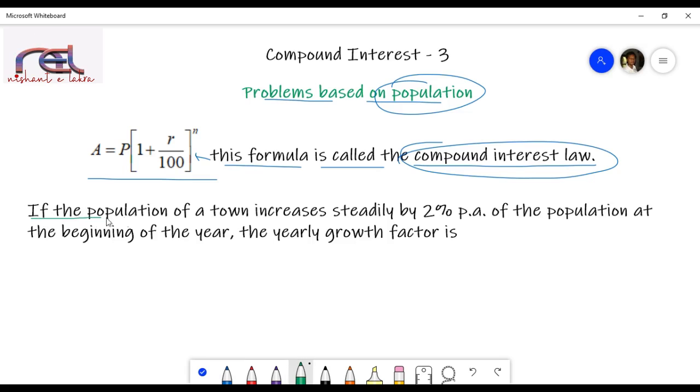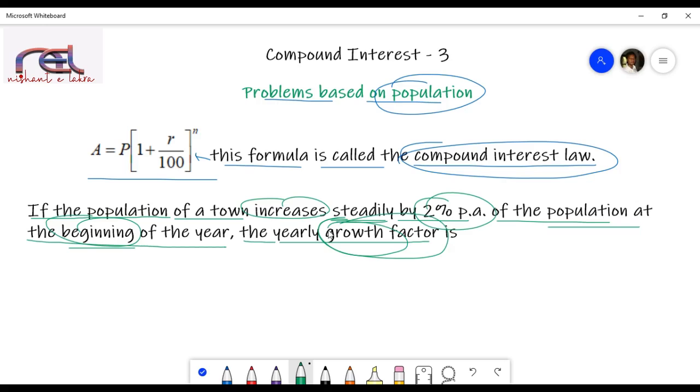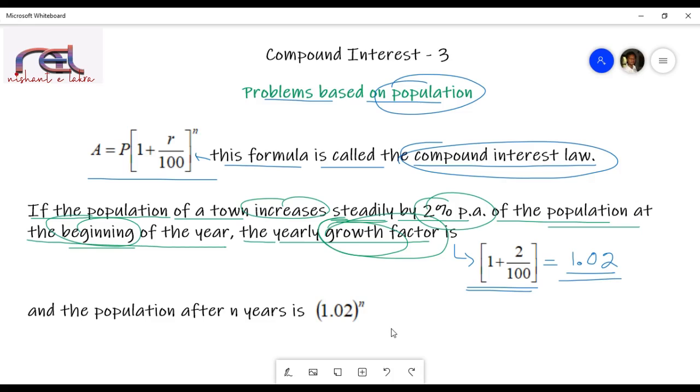Let's say the population of a town increases steadily by 2% per annum. Okay, the population is increasing by 2% per annum. So the yearly growth factor, you know that the population is increasing, right? So it's a growth factor. And so the yearly growth factor is 1 plus R by 100. That R represents the rate of increase. So we have replaced that value, so it is 1 plus 2 by 100. When you simplify it further, you will get 1.02.